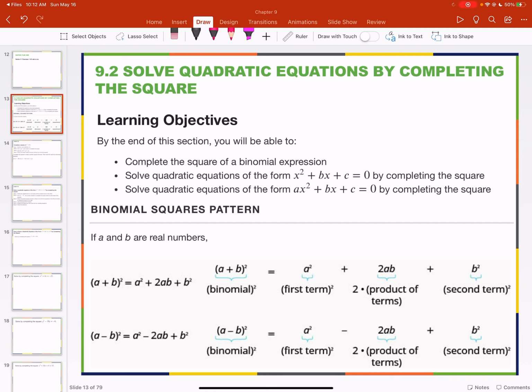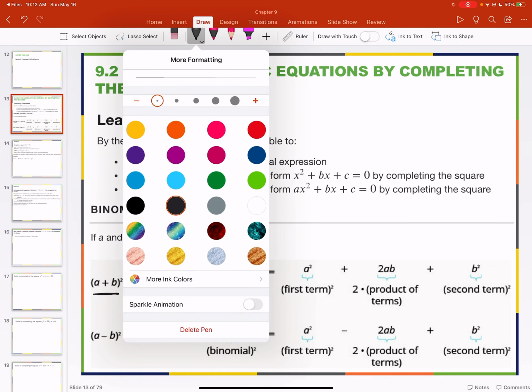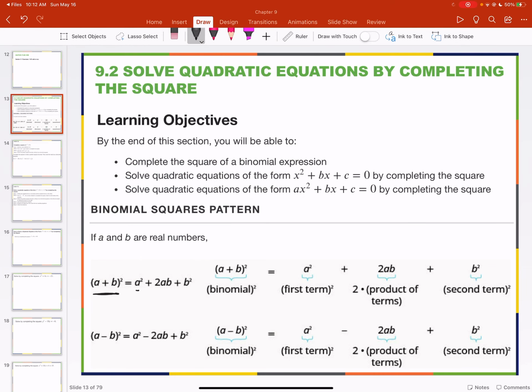Notice that if you have the sum of a binomial squared, that's going to be equal to, when you multiply it out, the first term squared plus twice the product of the two terms plus the last term squared. Similarly, if it's minus, the middle term is negative, but everything else is the same.